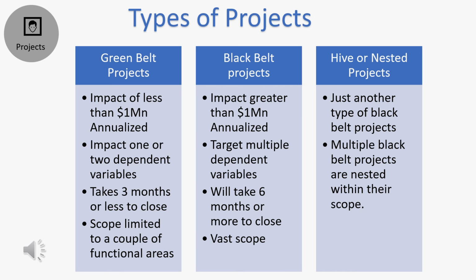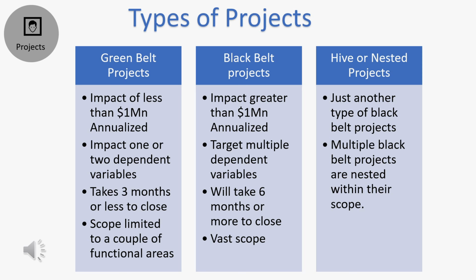A Green Belt project will have an impact of not more than $1 million annualized. In other words, a Green Belt project will be able to show a saving, or an earning of around $1 million computed over a year. It will impact one or two dependent variables, and for statistical confidence, a Green Belt project will take 3 months or less to close. Finally, the scope of the project will be limited to only a couple of functional areas.